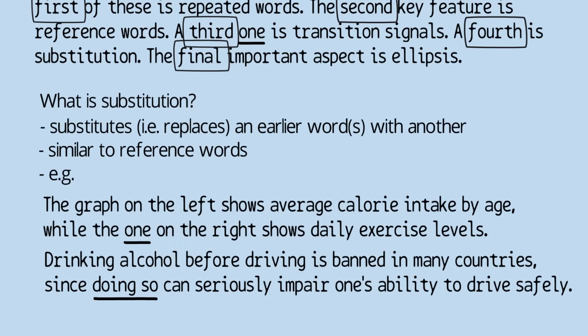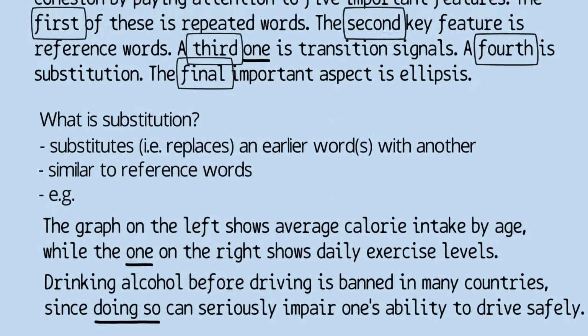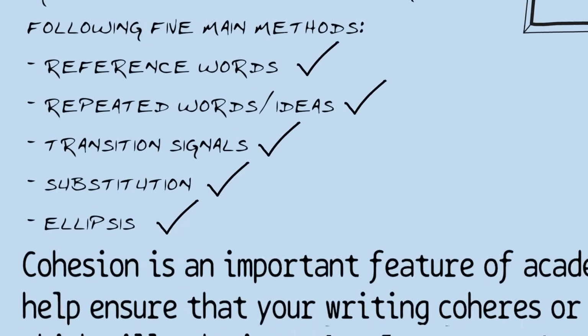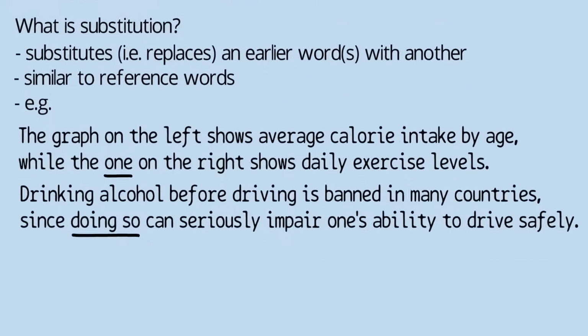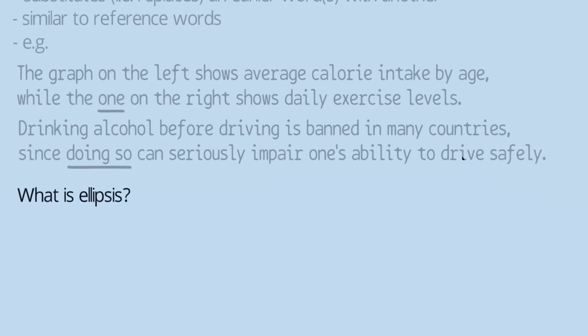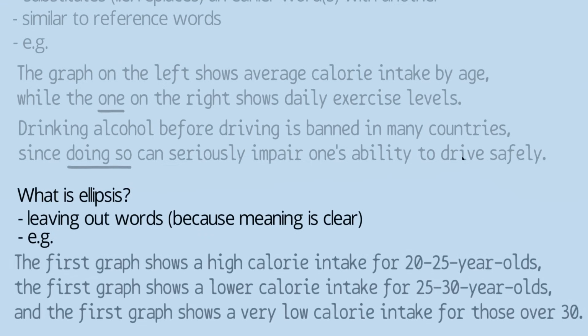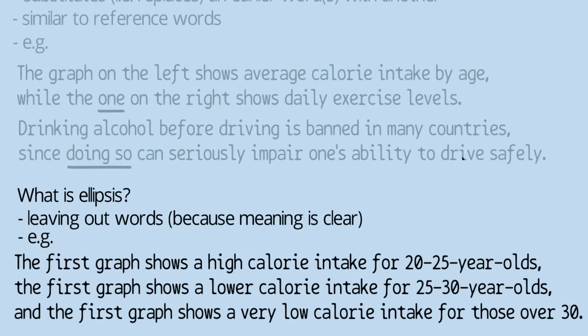And there is one example of substitution in the text we just saw, a third important feature. So finally, let's look at ellipsis. What is ellipsis? Well, this is when we leave out words because the meaning is clear. So here's an example sentence which has far too many words, because we can leave many of these out and the meaning will still be clear.